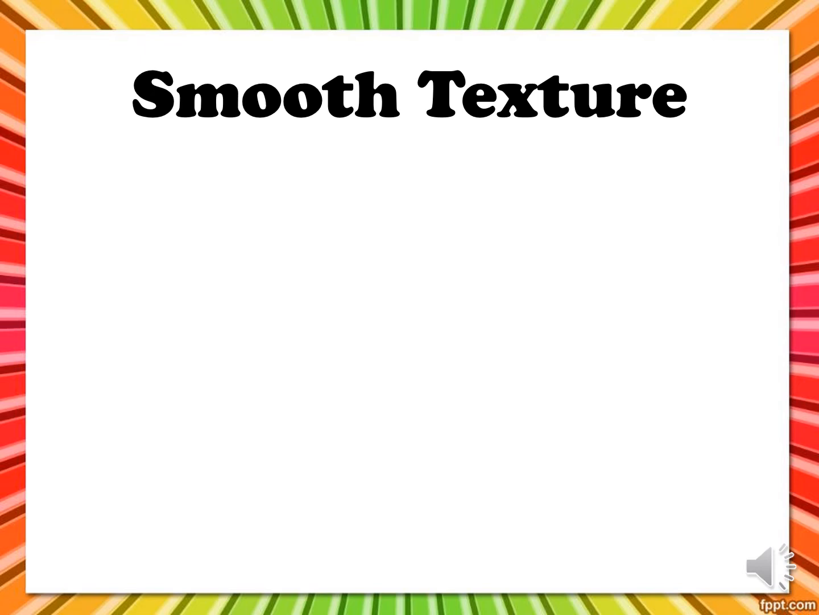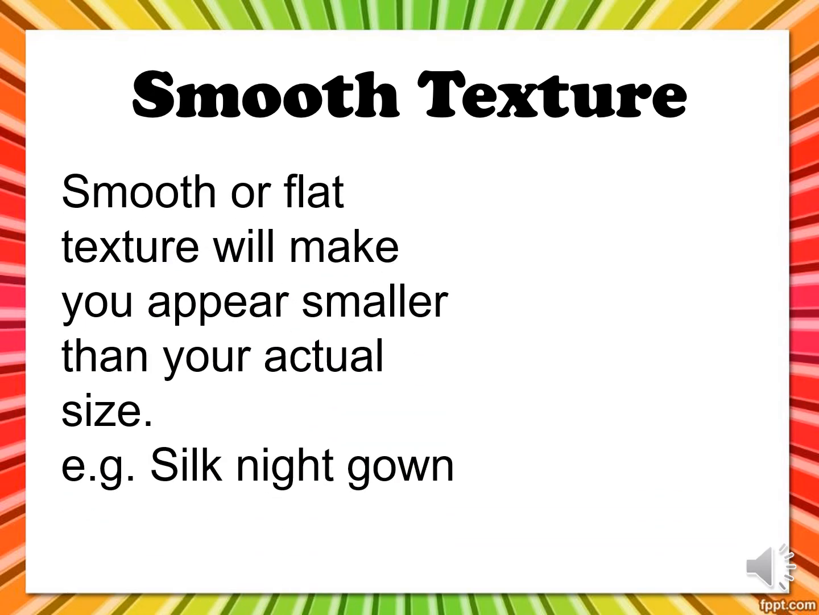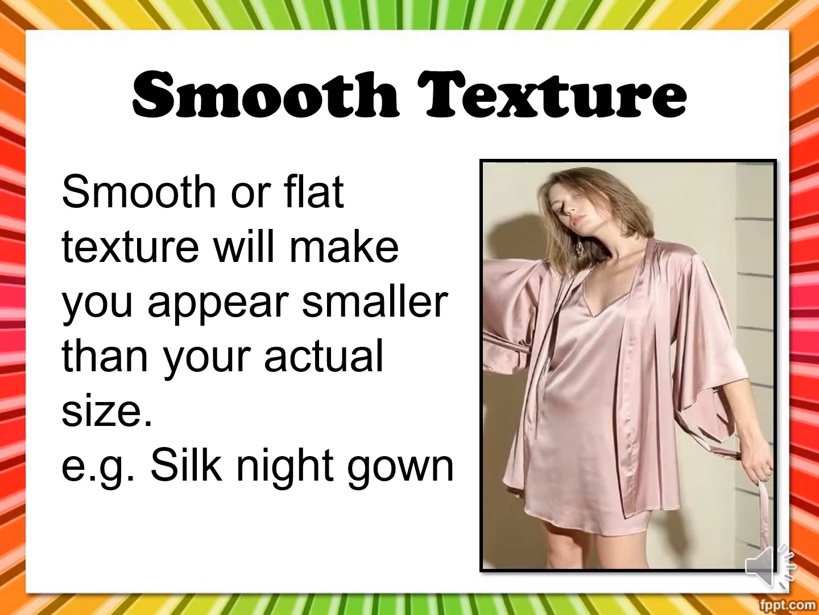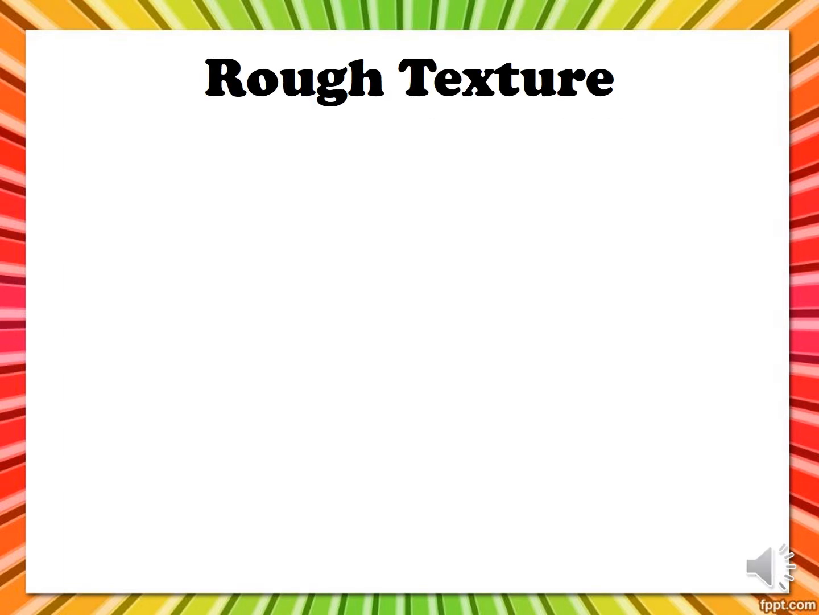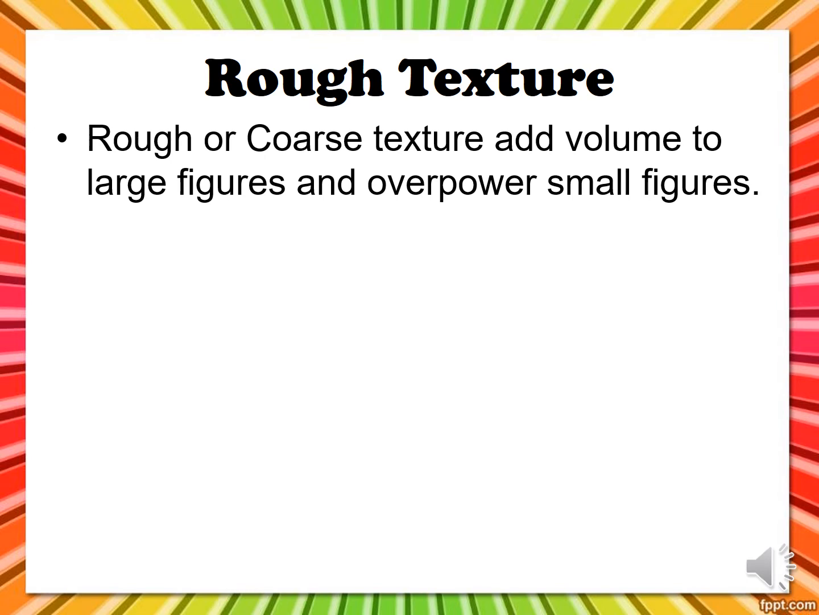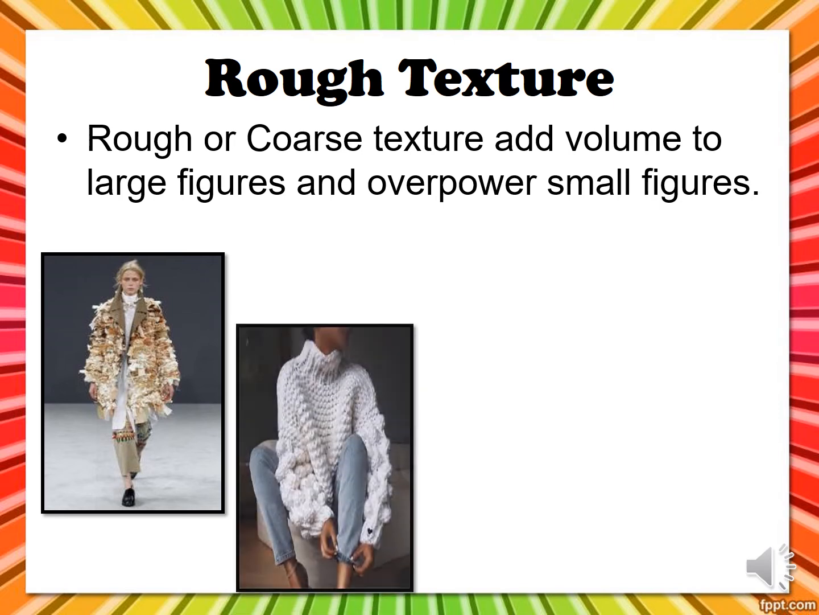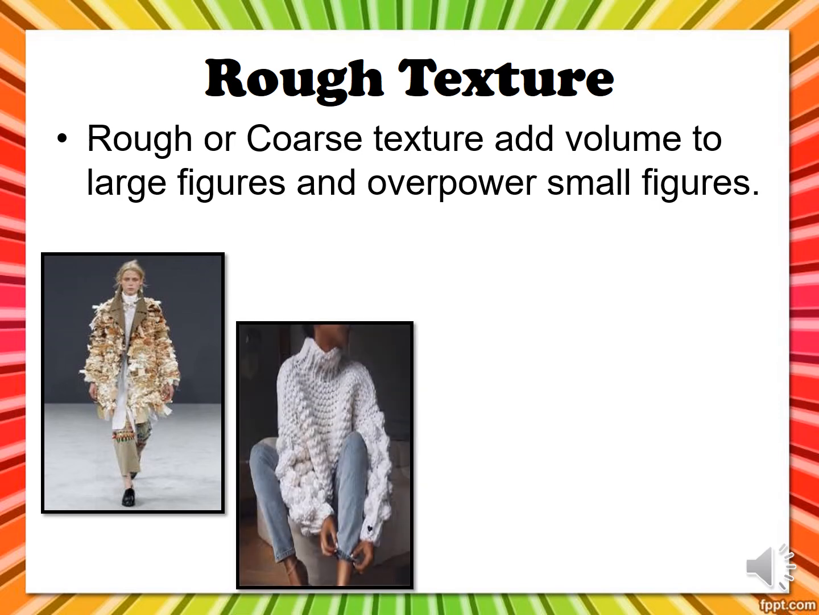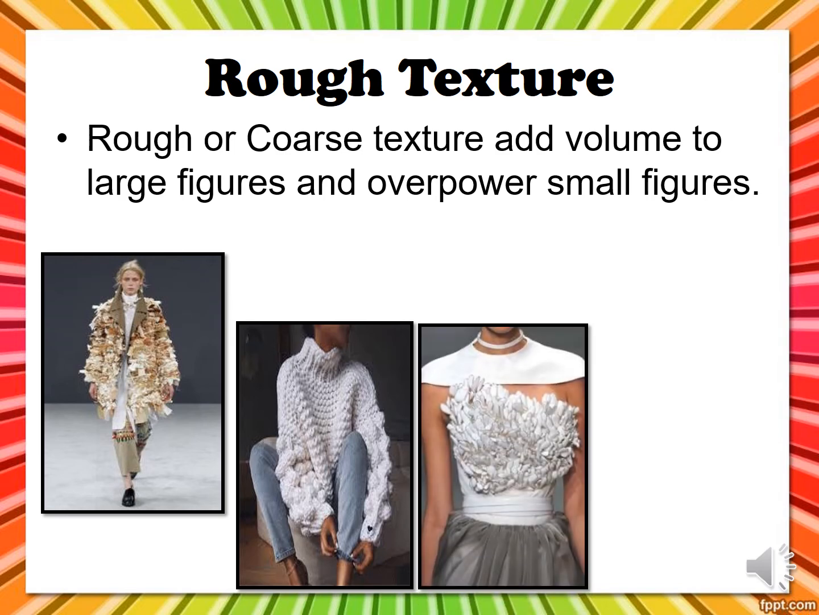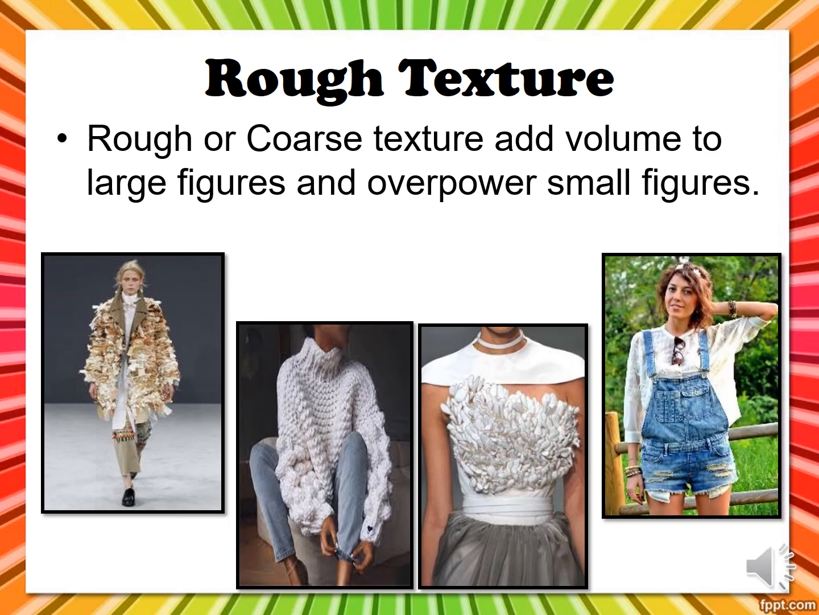The next one is smooth texture. Smooth or flat texture will make you appear smaller than your actual size. An example, this nightgown. Let's look at rough texture. Rough or coarse texture adds volume to a large figure and may overpower small figures. Look at this jacket. You can observe the roughness of the jacket. This sweater looks heavy and coarse. At the front of this design, the embellishment appears coarse. These jeans as well appear to be coarse.